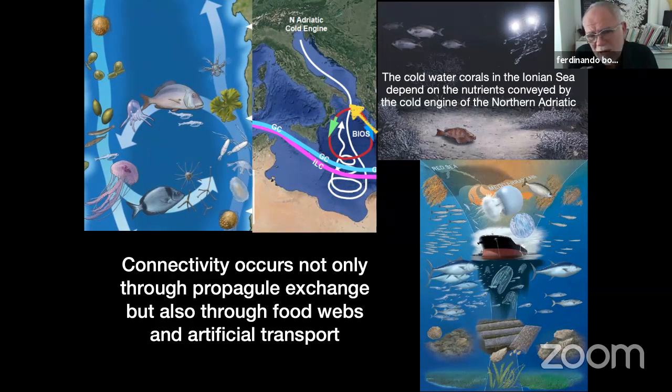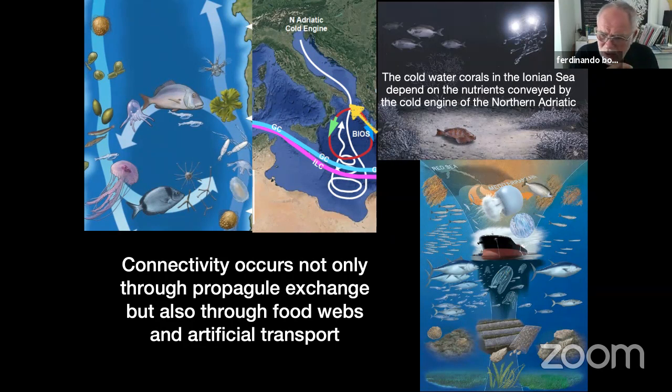Where there is this yellow arrow, there are cold water corals. These corals take food from the current that comes from the Northern Adriatic. And so there is a feeding connection between the white corals of the Ionian Sea and the Northern Adriatic. You cannot manage the white corals in the Ionian Sea if you don't know what happens in the Northern Adriatic in terms of cold engine.